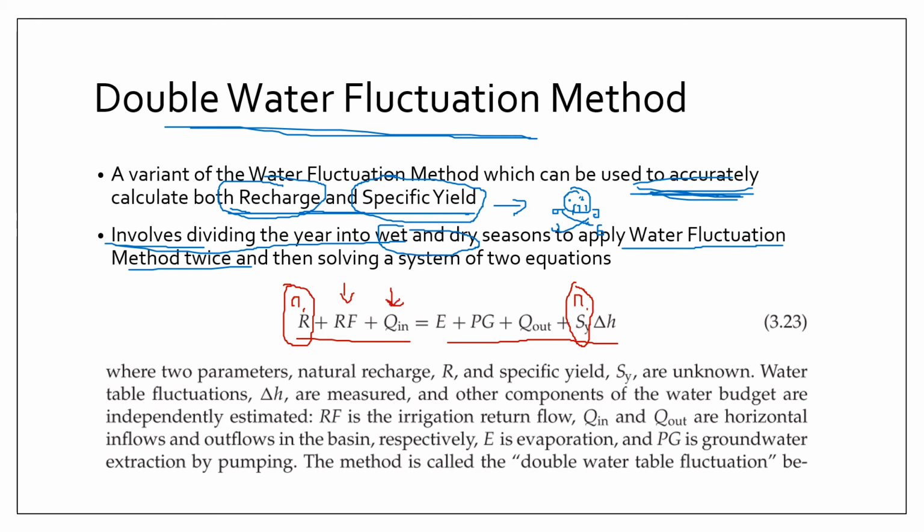So RF, or irrigation return flow, is just the irrigation water that is returned to your aquifers. And then your E is your evaporation or evapotranspiration. PG is your groundwater extraction lost to pumping. And then Q out is the water inflow that is lost, that is going out of your watershed. And then the SY times delta H is the water that is being lost or being gained, as indicated by the change in your water table.